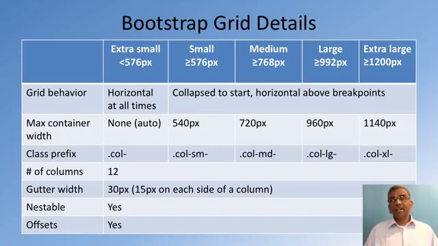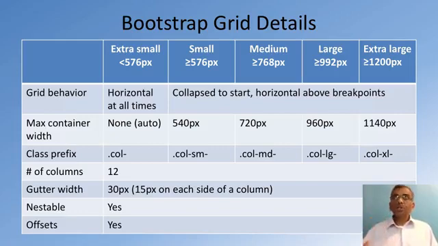So as I specified earlier, Bootstrap divides the entire screen width range into 5 classes. The extra small screens are those whose widths are below 576 pixels. Small screens are those that are between 576 and below 768 pixels. Medium screens from 768 to 992, large from 992 to 1200, and anything above 1200 pixels width is treated to be an extra large screen. So this is how the default Bootstrap grid is configured.